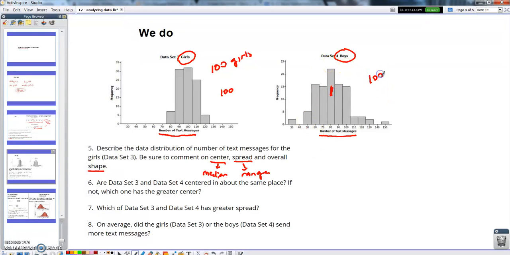We're going to say there's also 100 boys. And so the 100th boy is somewhere in this 75 to 85 group. So we'll say it's about an 80. So the center is quite a bit different on these two.